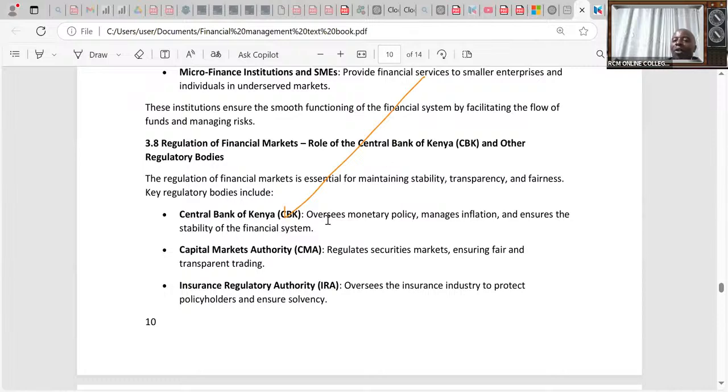You can see CBK oversees monetary policy, manages inflation, and ensures the stability of the financial system. Like during Uhuru's time, great president, right? But remember, he was taking us through COVID, so things were really thick. Things were very, very thick. Because of that, food prices went up, and so many things were not happening well globally. So the inflation was very high.